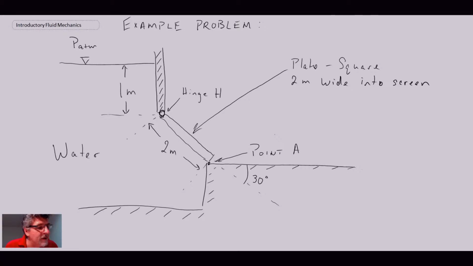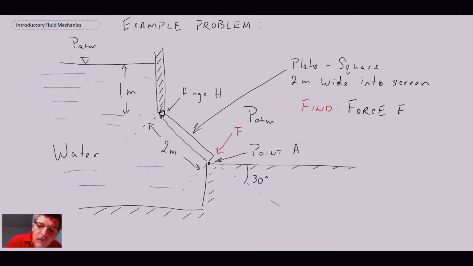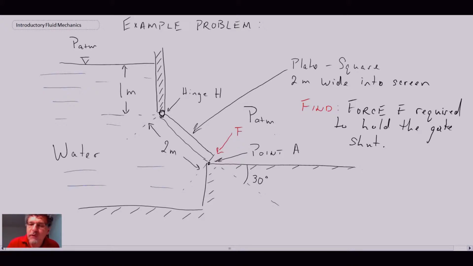Okay, so I think this specifies the schematic for our problem. What we have is a plate submerged below a surface. Within that surface we have water, so the water is distributed around here. On the other side we have atmospheric pressure, so there's air on the other side. And what we are asked to find is the force F required to hold this gate shut. The force is going to be acting right here.